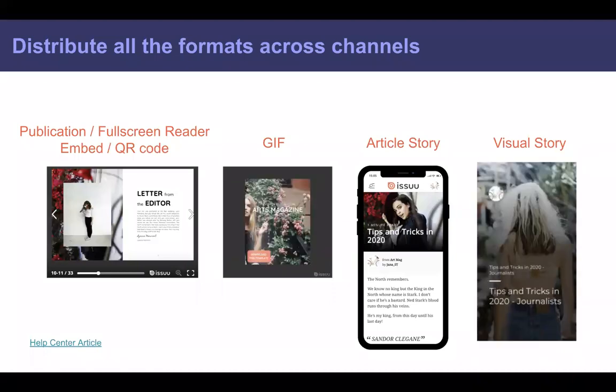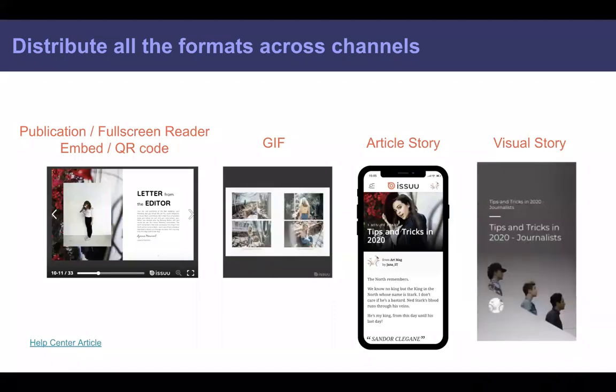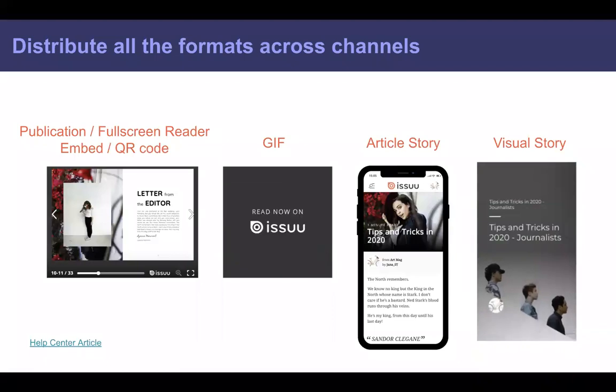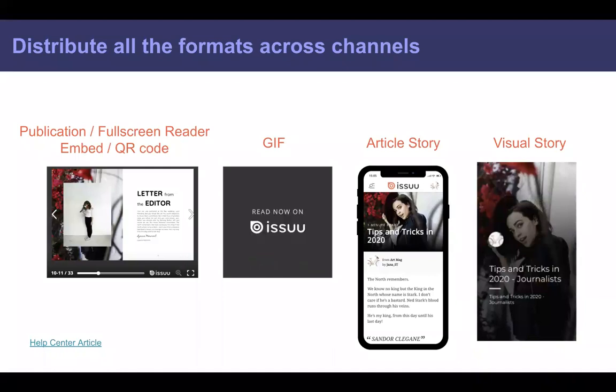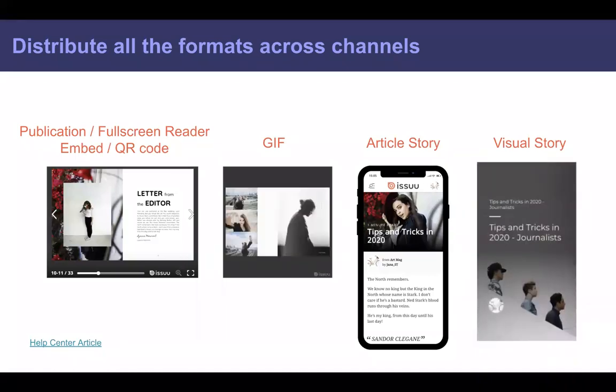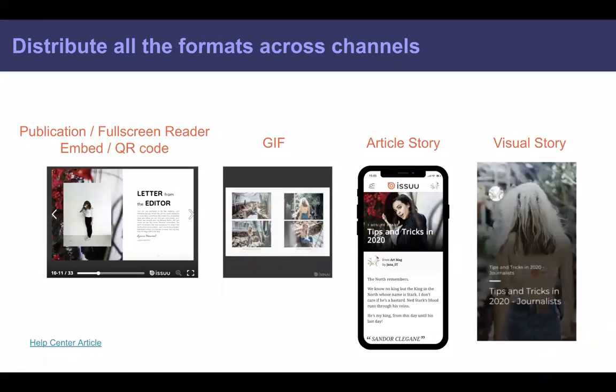You can also recreate your publication into a GIF, which is this square, short, looping video in the middle. Next to it is an article story, smaller section of your publication, right? You can recreate your publication into these smaller individual pieces of your content. The biggest benefit of this one is that it is mobile optimized.